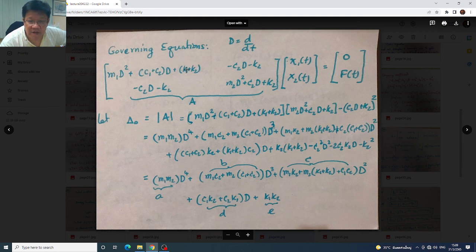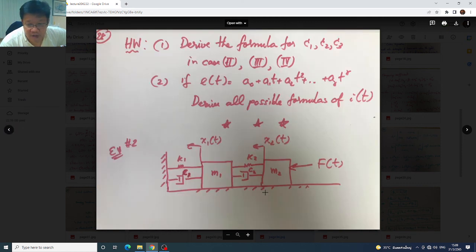But based on the matrix multiplication, let's look at the a sub 1 1 element in the matrix A, which means row 1 number 1 in matrix A multiplies x sub 1 of t, but you have to subtract c2 D and k2 times x sub 2 of t also. Why does this happen? Because the elements k2 and c2 are connected not only to m1 but also to m2, based on the free body diagram.